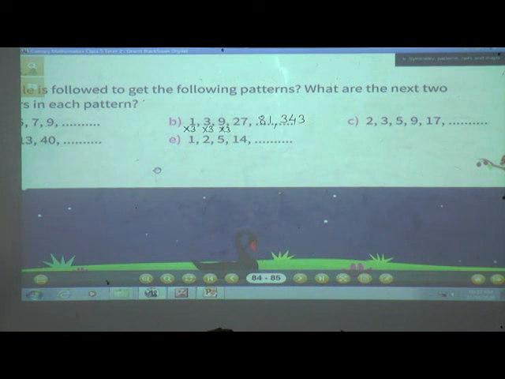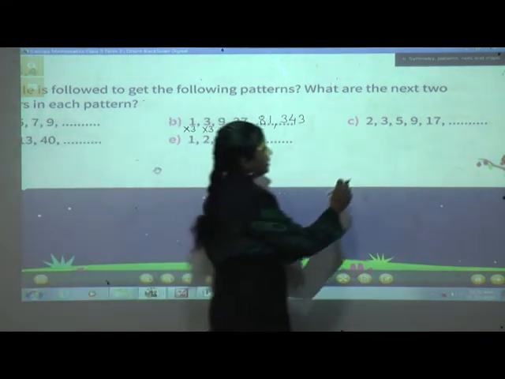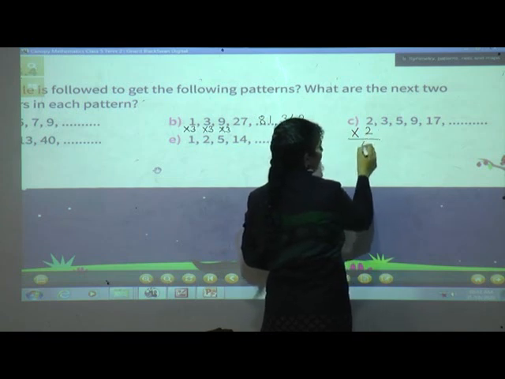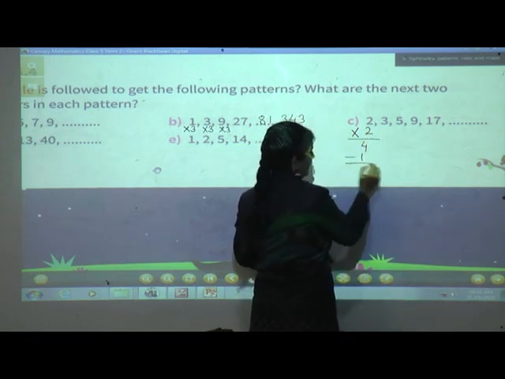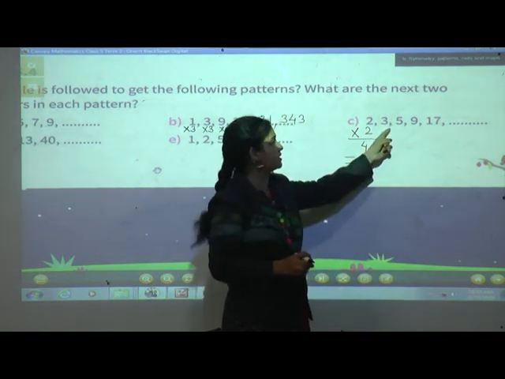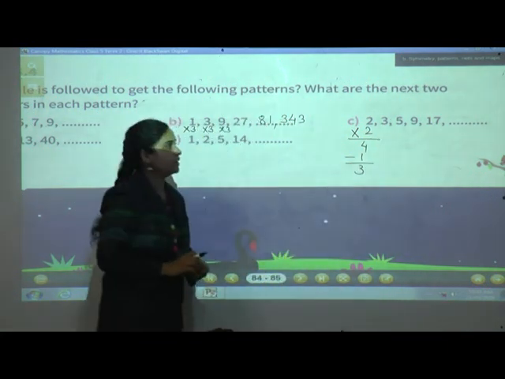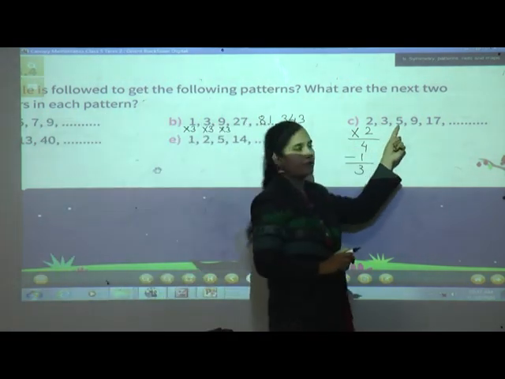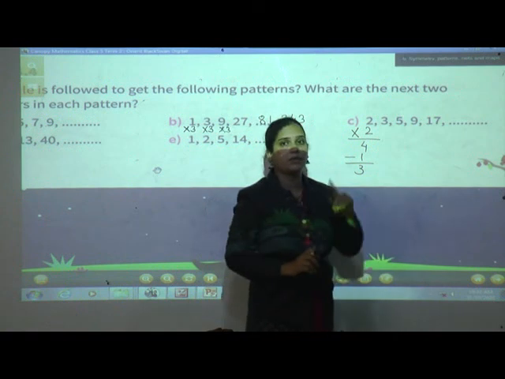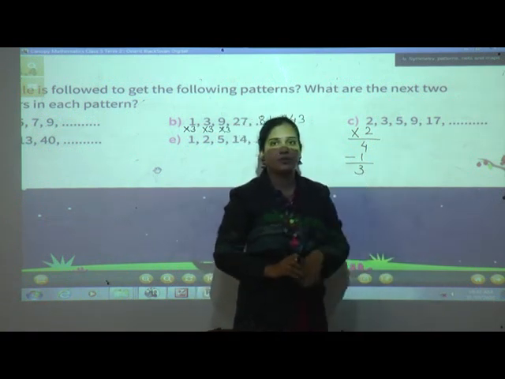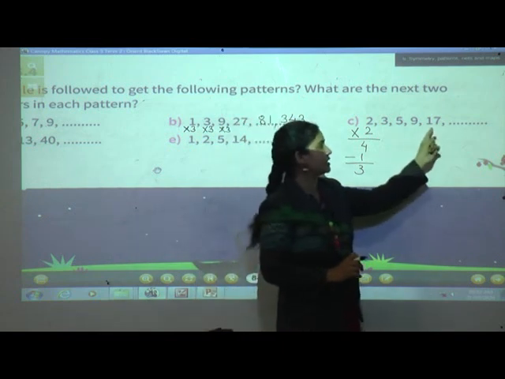What will come, students? See, students, here they have multiplied by 2 and again subtracted 1 from this. So next number will come. That means here the answer is 3. Now 3 multiplied by 2, 6. So subtract 1 from it, we get 5. Again 5 multiplied by 2, 10 and minus 1, 9. 9 multiplied by 2, 18 and minus 1, 17.